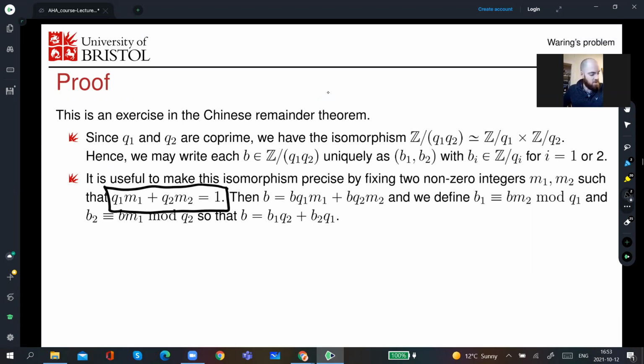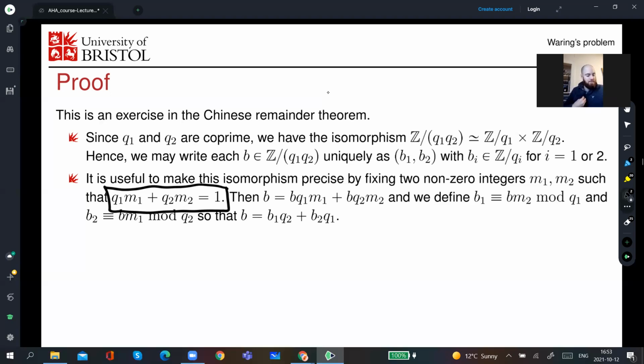Why is this possible? This is possible because Q1 and Q2 are coprime. That means that their ideal in Z generates the whole ring Z, right? So it's equal to the ideal generated by 1, which is a unit, and ideals are just linear combinations, right, of integers in this case. And that means I can find two integers, m1 and m2, whose linear combination with Q1 and Q2 is 1.